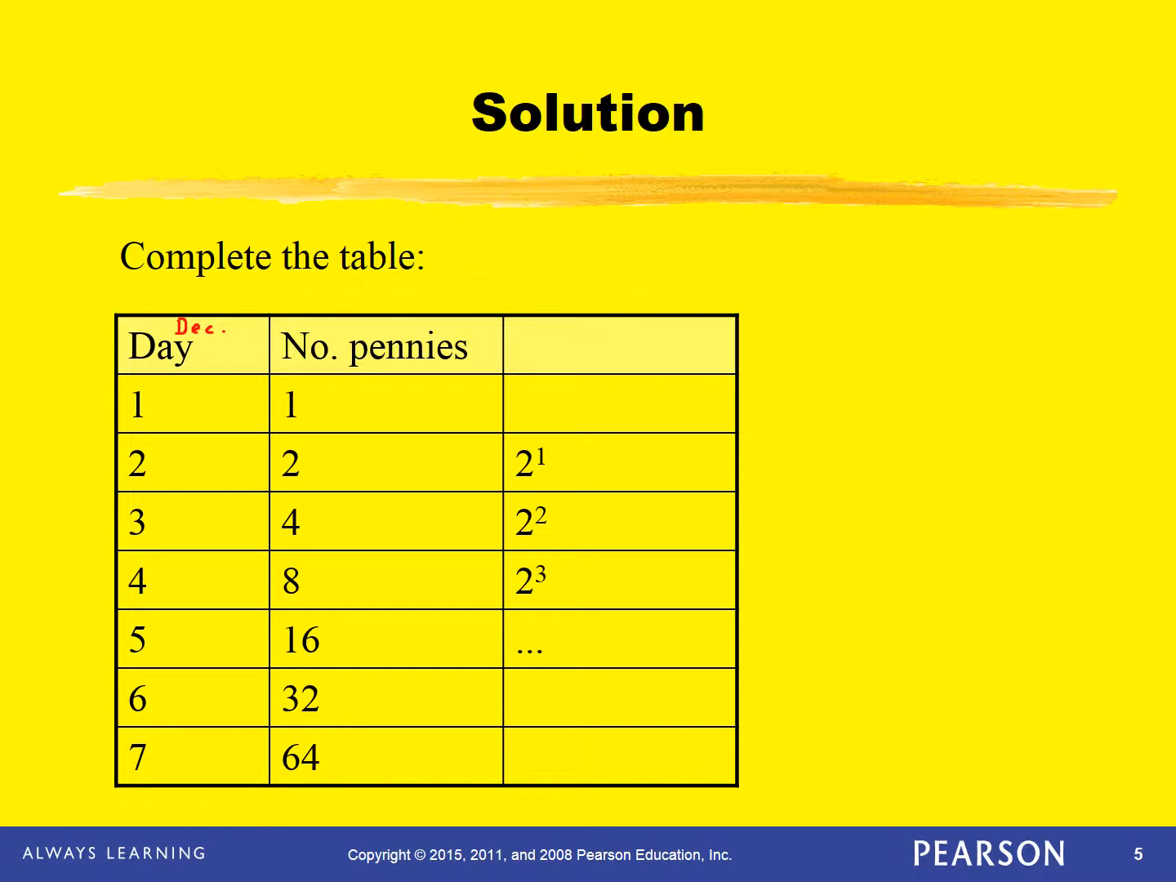Well, 1 is 2 to the 0, and 2 is 2 to the 1, 4 is 2 squared, 8 is 2 cubed, 16 is 2 to the 4th, 32, 2 to the 5th, 64, 2 to the 6th. Of course, there are a lot more days in December, right? There are 31 days in December.